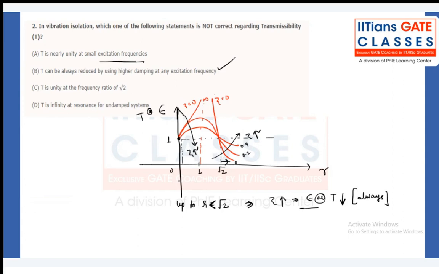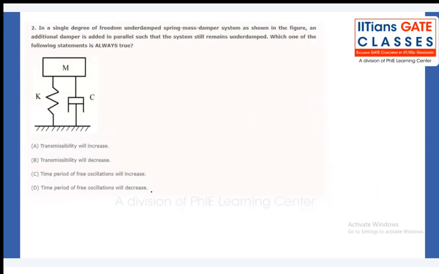First option is right, that statement is correct, but they are asking which is not correct regarding the transmissibility. It is nearly unity, right? See that? At a small frequency ratio, when omega is less than omega n, that means R is very, very less than 1, up to here in this zone. Try to see this question.